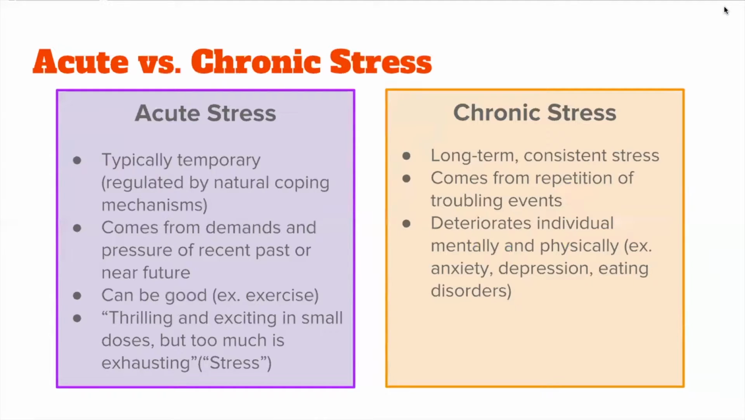Chronic stress is long-term, and often the person experiencing it can't see the end, and it deteriorates the individual mentally and physically. On the next slides, we will talk specifically about how the HPA axis is impaired due to chronic stress.